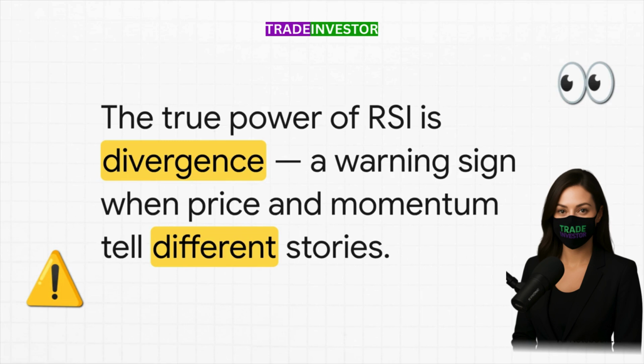The true power of the RSI isn't just about those simple overbought or oversold levels. It's about finding something called divergence. This is when the price is making a new high, but at the same time, the RSI is making a lower high. It's like a car's engine revving lower even as it's trying to climb a hill. That mismatch is a huge warning sign that momentum is fading, and a reversal could be just around the corner.